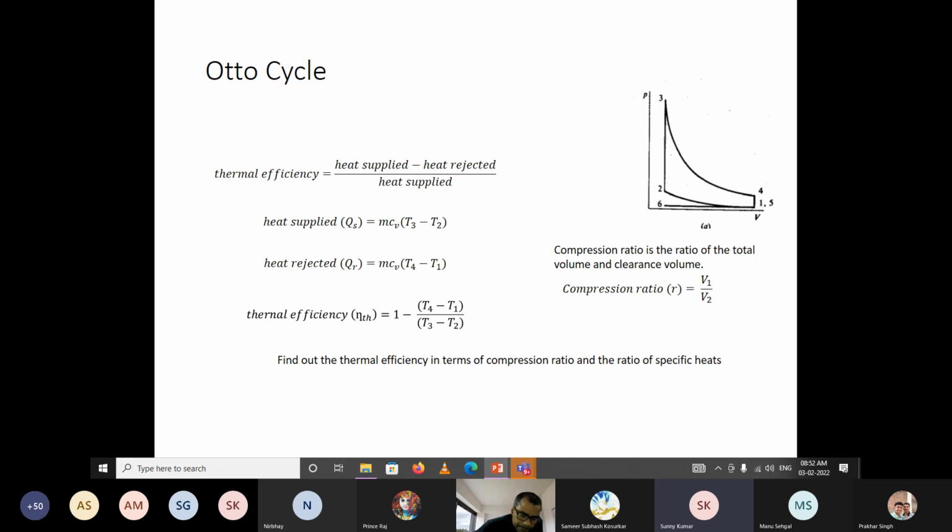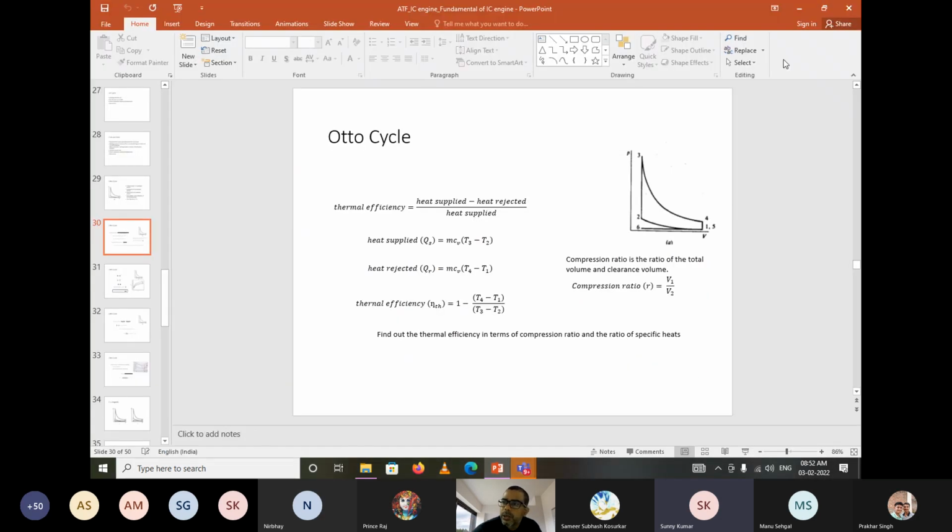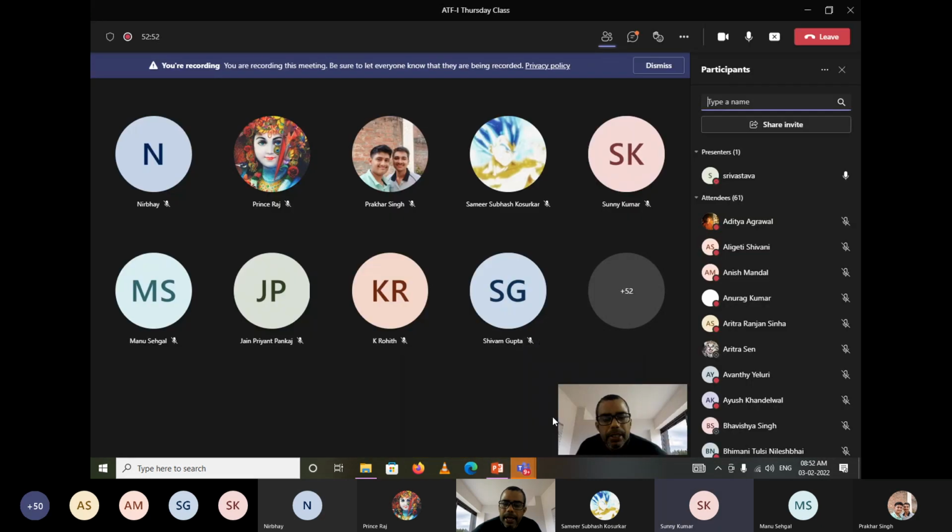Because in the Otto cycle, we assume that the intake stroke and the exhaust stroke take place at atmospheric pressure. So only a line will come out, and it has the opposite direction, so it is going to cancel out.